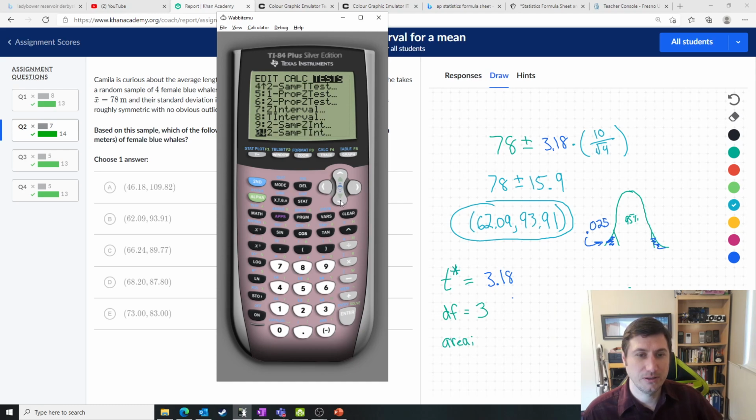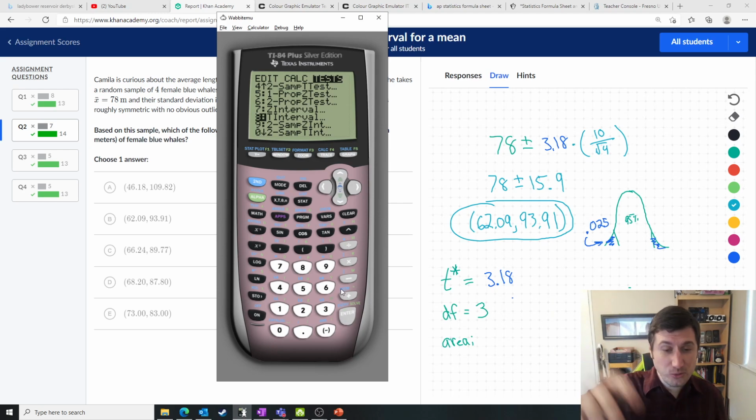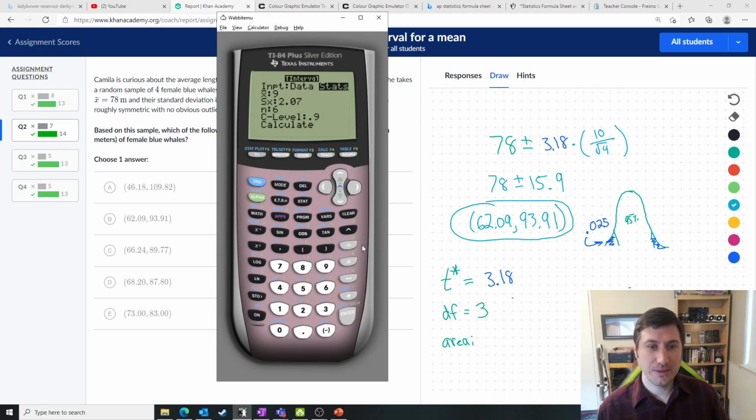There's a 2 sample T interval. That's going to be your video. We want this one, number 8, a T interval. On the Casio, hopefully you just go through the menu system. You want to go to an interval. You want a T interval. You want a 1 sample T interval. I'm hoping that it's pretty self-explanatory on the Casio for you.